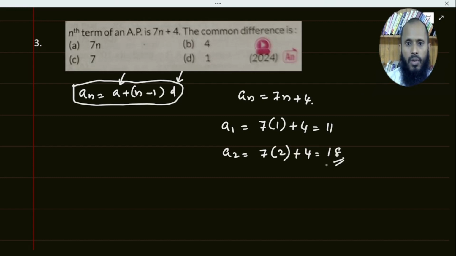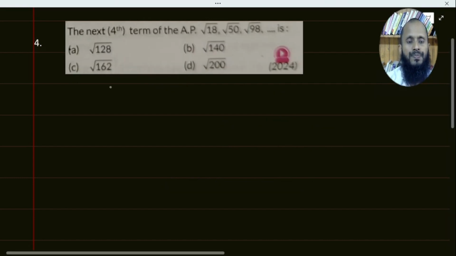Now, why am I finding A1 and A2? Because they are asking for the common difference, and I know that the common difference is equal to A2 minus A1, which in our case will be 18 minus 11, which is equal to 7. So, the correct option will be option C. Okay. So, we'll move to the next question.